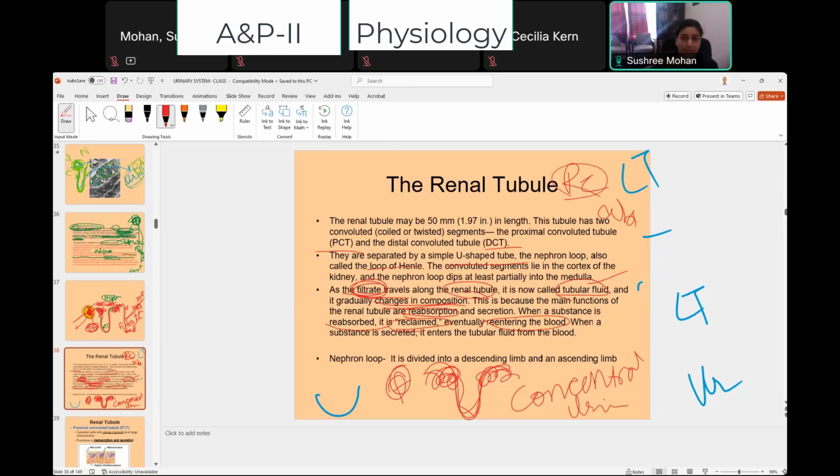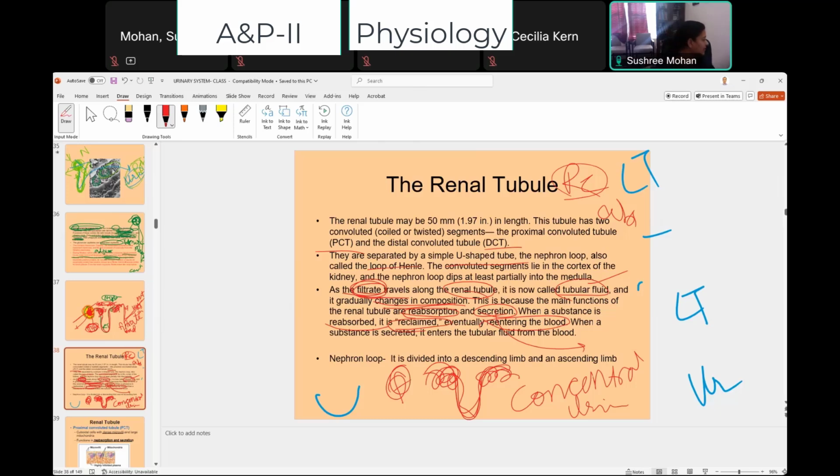And the reverse one is secretion. Many people get confused with the term secretion. They think secretion means it's a good substance, like a hormone which is secreted. No, in case of the urinary system, secretion means you are trying to get rid of the bad substance. So secretion is any extra bad substances, you're going to secrete it into the urine.